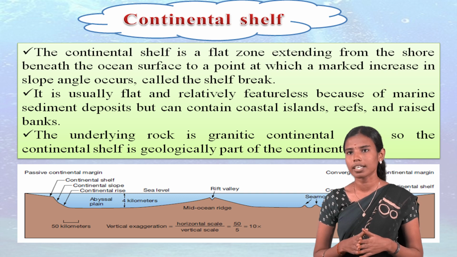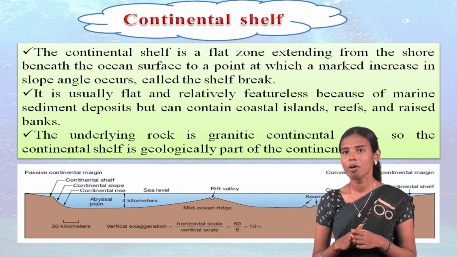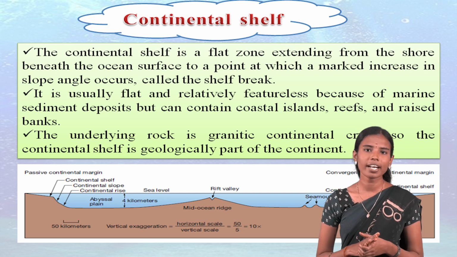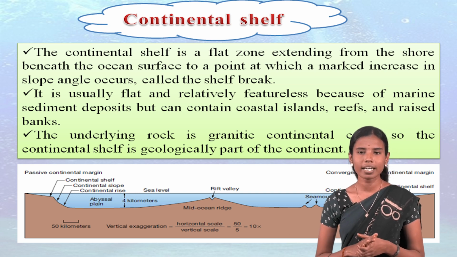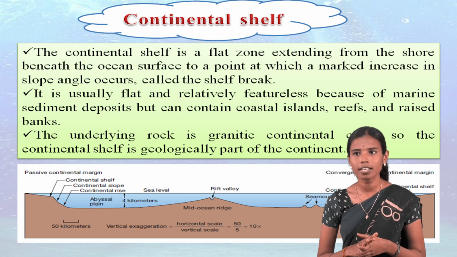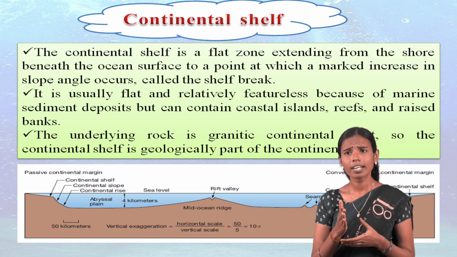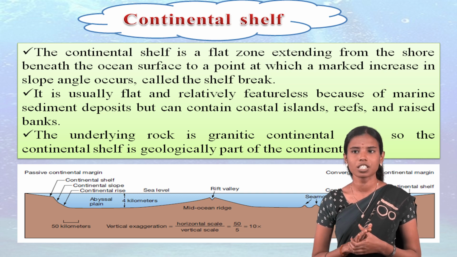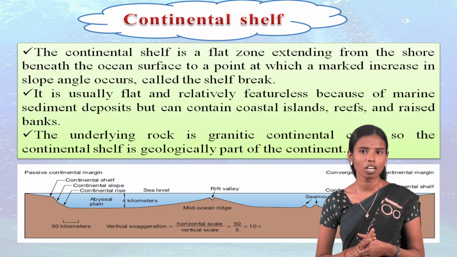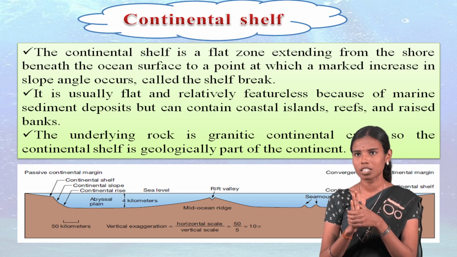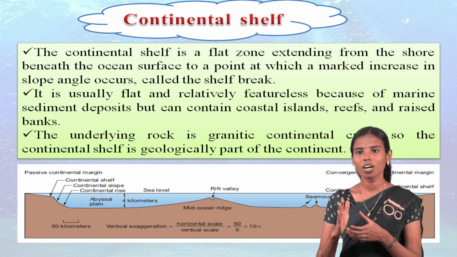The continental shelf is usually flat and relatively featureless because of deposited marine sediments, but can contain coastal islands, coral reefs and raised banks. The underlying rocks of the continental shelf are granitic in composition. So, geologically, the continental shelf belongs to the continent, not the ocean.